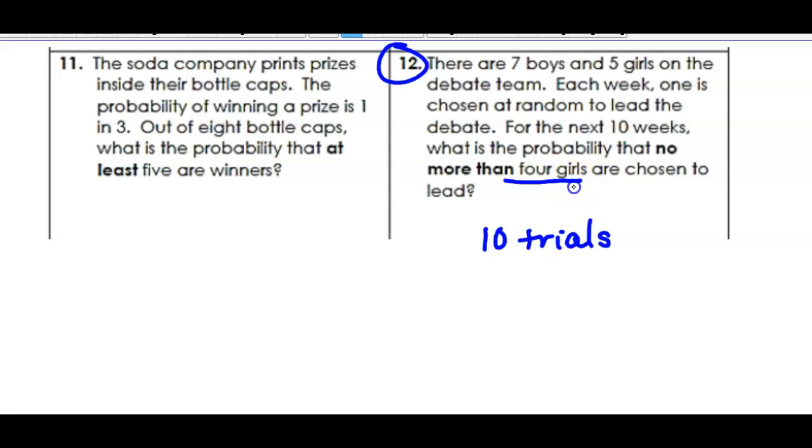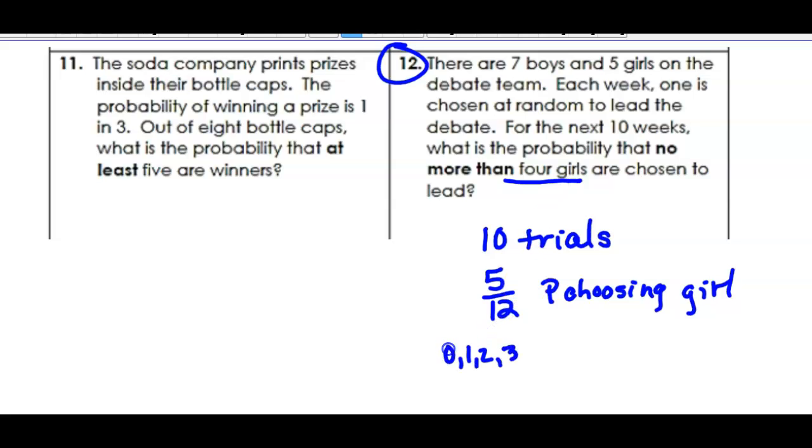So what's the probability of choosing a girl? The girls are 5 out of 12. Probability of choosing a girl. So we want no more than 4 girls, so we want the probability of 0, 1, 2, 3, or 4 girls. Anything above 4 we don't want to count as a winner.